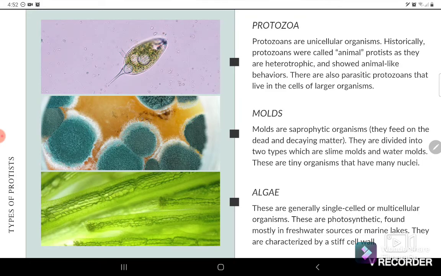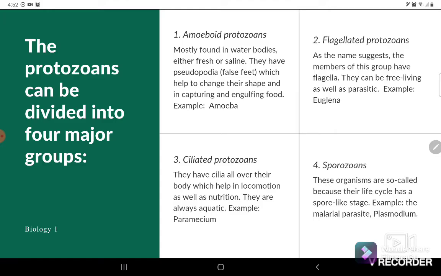Next, let's proceed. The protozoans can be divided into 4 major groups. First, we have the amoeboid protozoans, mostly found in water bodies, either fresh or saline. They have pseudopodia, or false feet, which help them to change their shape and to capture and engulf food. The example here is the amoeba, which is under the protozoan category of the protists. Their mode of movement is through the false feet or the pseudopodia.